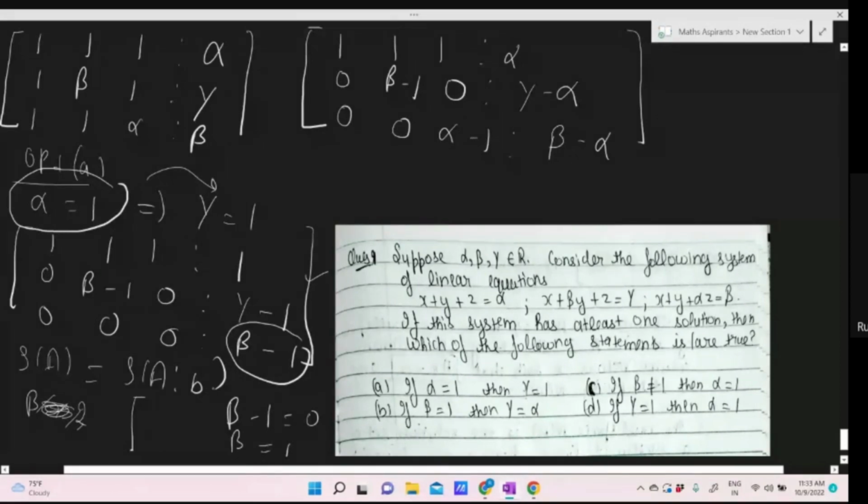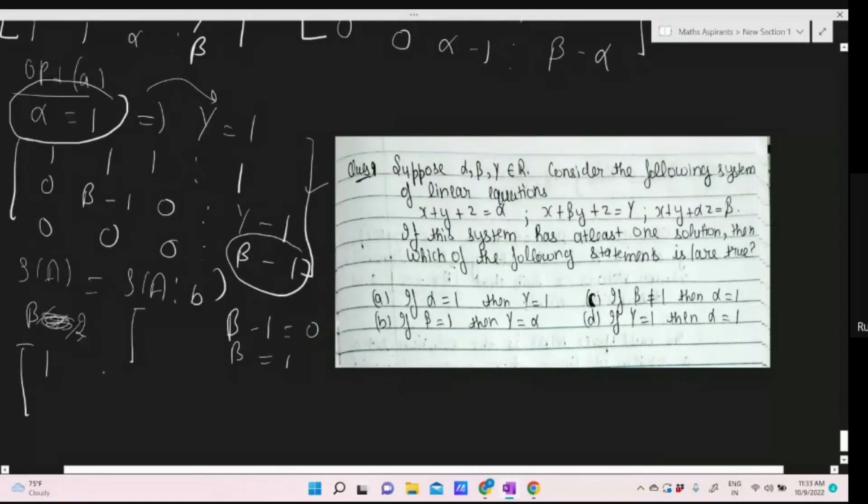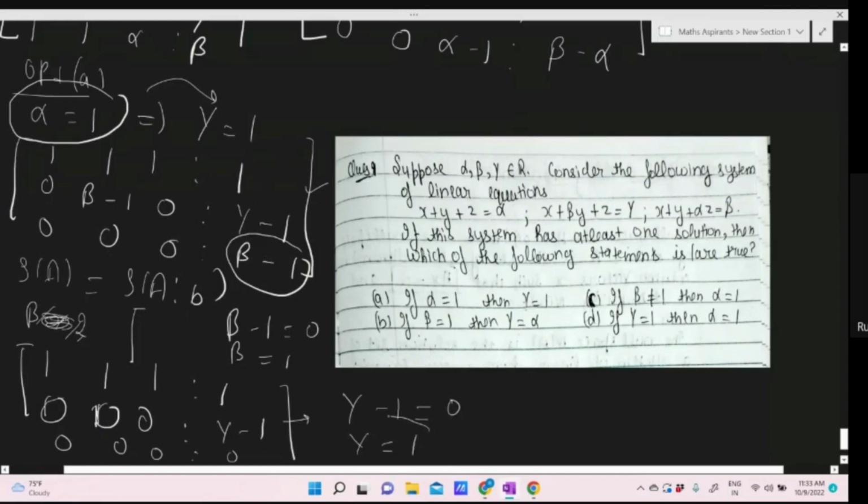After putting beta is equal to 1 into the system, we will get 1, 1, 1, 1, 0, 0, 0, gamma minus 1, 0, 0, 0, and here 0. Now for this system to be consistent, we must have gamma minus 1 is equal to 0. That is, gamma must be equal to 1. Therefore, option number A is correct.